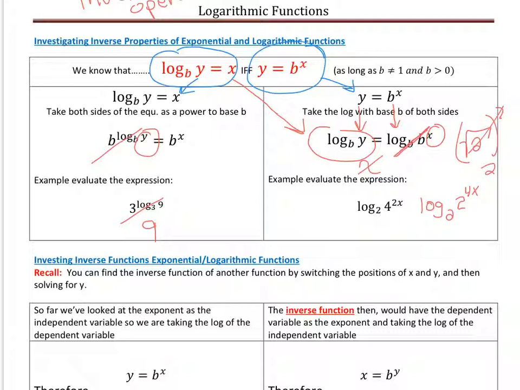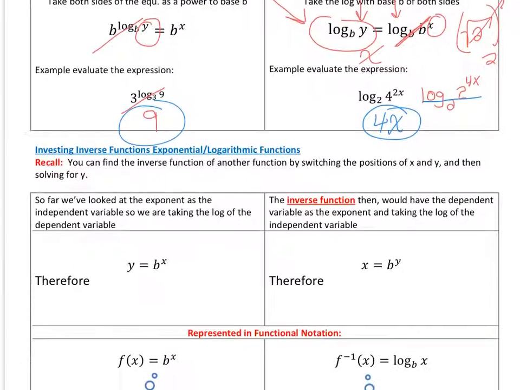So here I have the same base with the same base here, an exponential, and they undo each other. So if I were to evaluate this, this simplifies to 4x. Okay, that is a little bit tricky, but hopefully with a little practice we could get used to this concept.